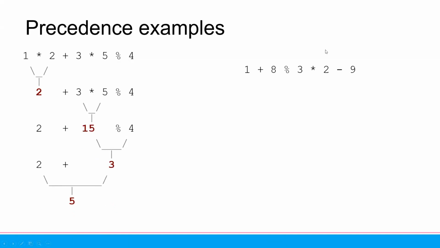Okay. What about the next example? 1 plus 8 modulus 3 multiplied by 2 minus 9. First will be the modulus: 8 modulus 3 is 2. And then we multiply 2 multiplied by 2, which is 4. And then we go from left to right: 1 plus 4 is 5, and 5 minus 9 will be minus 1. Okay. This is the meaning of precedence.